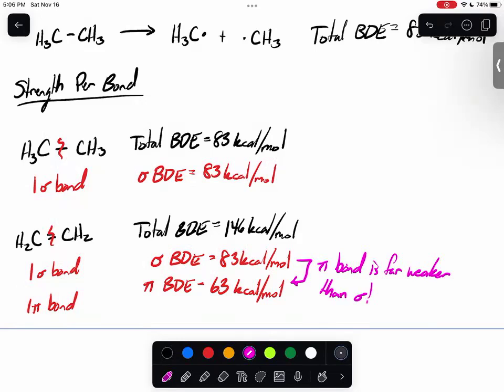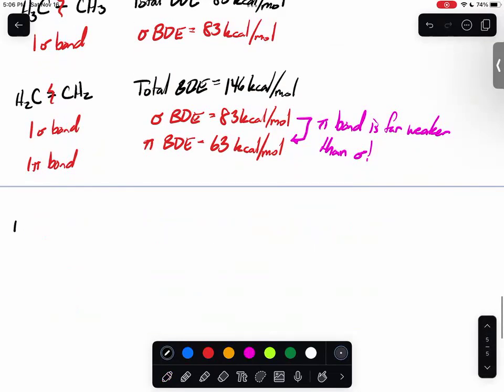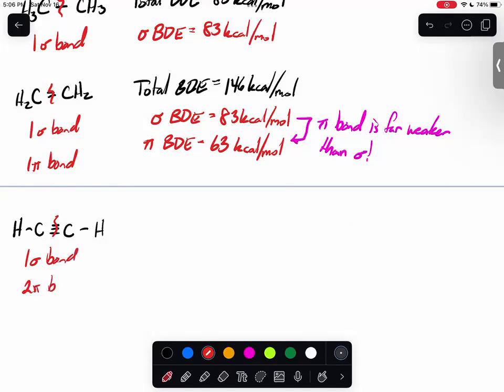All right. And then if we want to take that and apply it to an alkyne, we can see the difference between that and the alkene. Because in this case, when we're breaking these bonds, we're breaking one sigma bond and two pi bonds. So we would expect that the total bond dissociation energy should be equal to two pi bonds and a sigma bond. But what we actually see is the total BDE ends up being 200 kcals per mole.